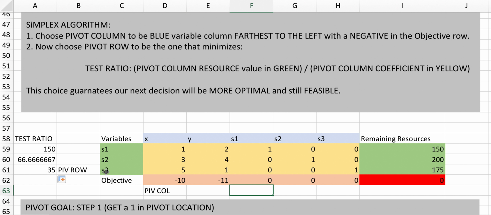So that's how we decide on the pivot row and pivot column. In the next video, we'll actually perform the pivot to get the new tableau and the new, more optimal decision.